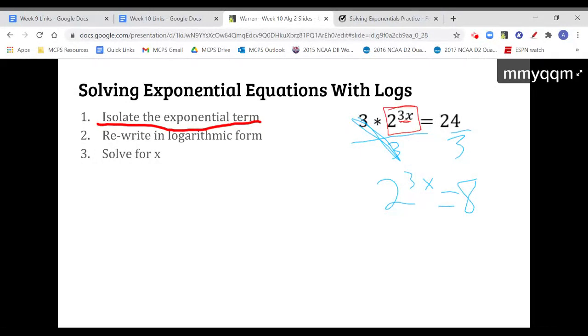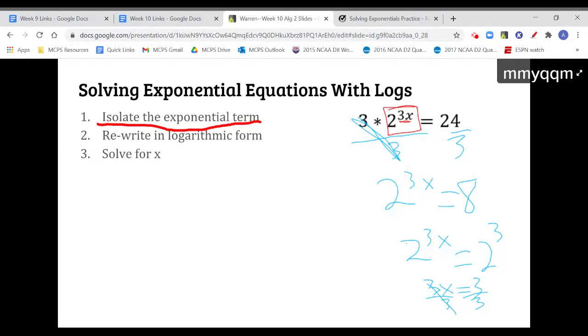But the reason I'm showing us this is so that we can learn a new method. So what I'm going to do is start with that method that we've learned before, which is rewrite with the same base. If I do that, I end up with 2 to the 3x equals 2 to the third. So I can set the exponents equal to each other and solve for x that way. And I find that x is equal to 1. So I know that that's my answer, and I'm just going to keep that in the back of my head as I solve in this new method.